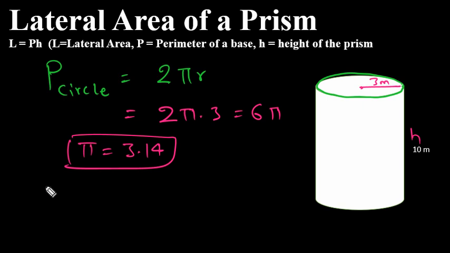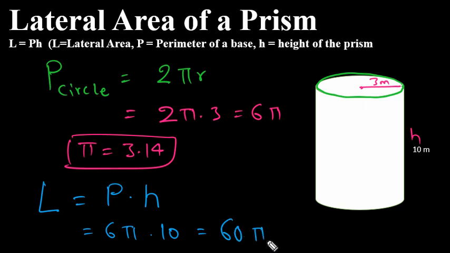So let's just solve it. L is equal to P times H. The perimeter for a circle is 6 pi times the height, which is 10. So that will give you 60 pi meter square.